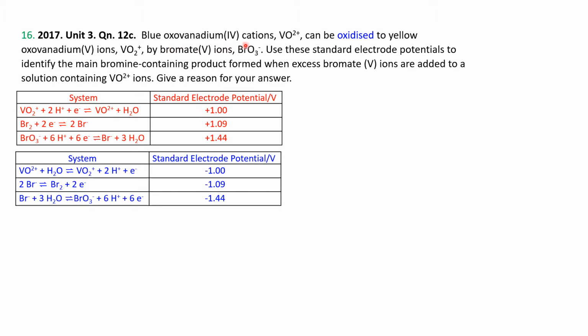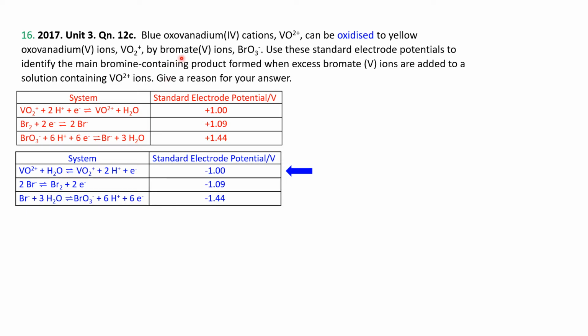Blue oxovanadium(IV) cations, VO2+, can be oxidized to yellow oxovanadium(V) ions, VO2+. So that's the oxidation we're interested in. VO2+ going to VO2+. You've got to be careful how you say these things so you distinguish VO2+ from VO2+. Okay, now if this is going to be an oxidation, there must be a reduction.